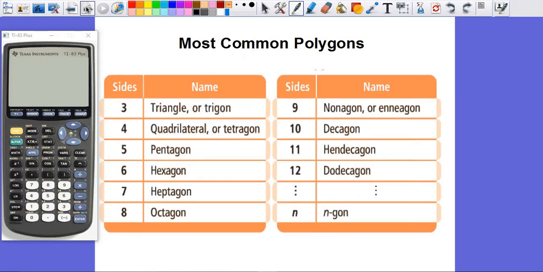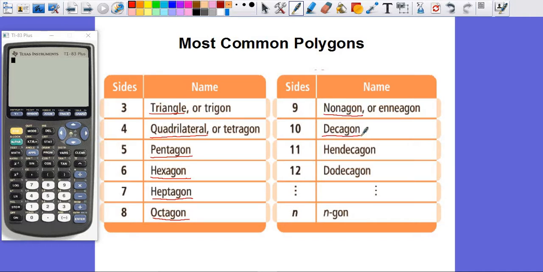When you look at this chart, the only ones that you really need to pay attention to are the first names on here, okay? So, a 3-sided figure is a triangle. A 4-sided figure is a quadrilateral. A 5-sided figure we will call a pentagon. A 6-sided figure we will call a hexagon. A 7-sided figure is a heptagon. An 8-sided figure is an octagon. A 9-sided figure is a nonagon. A 10-sided figure is a decagon.